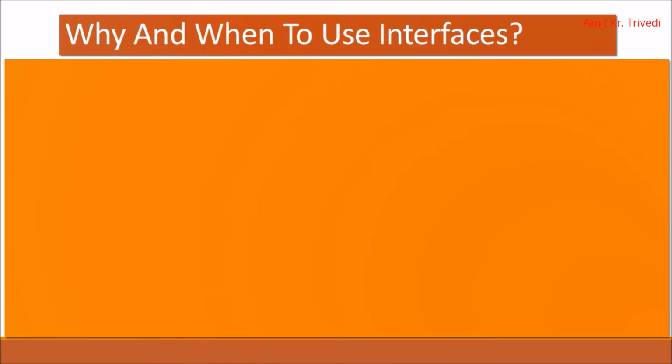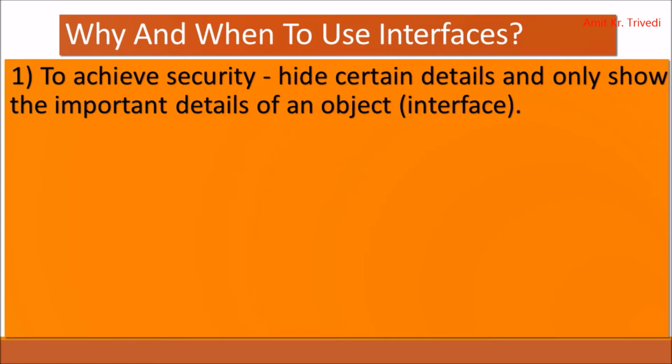Why and when to use interfaces? First, to achieve security: hide certain details and only show the important details of an object. As we know, abstraction means just showing essential features without going into background details. So for this purpose we use interfaces.